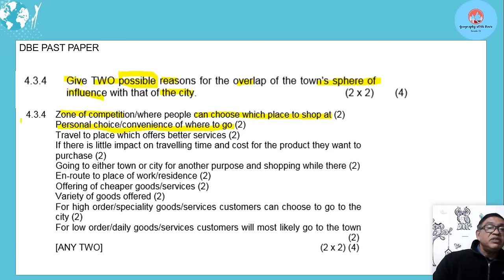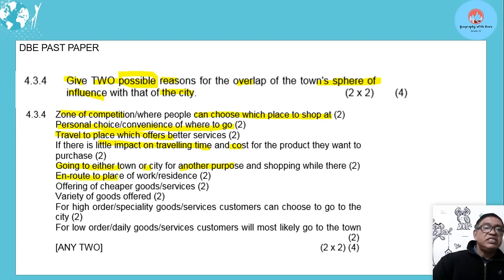Travel to a place which offers a better service, as indicated. If there is little impact on traveling time and cost, then they would buy from where it's more suitable. They can go either to the town or the city for another purpose. That actually means that they have to do something else. Maybe they say, hey, the town is nearby, but I also need to go to the court, which is in the city. So I'm going to go there and do my other shopping also.